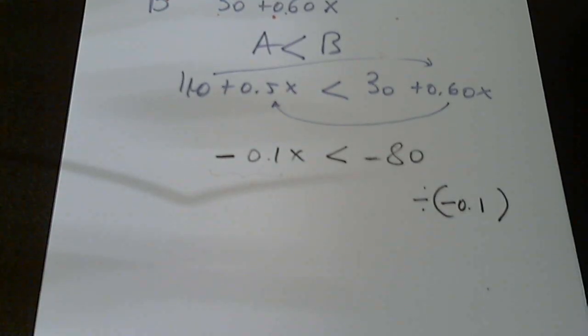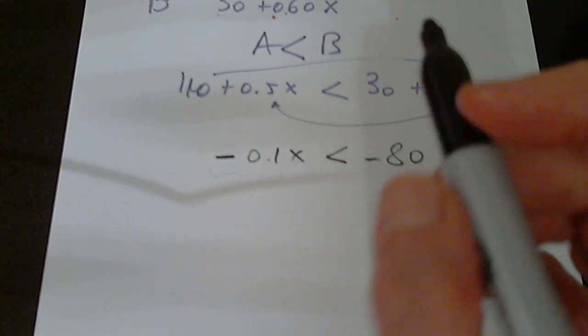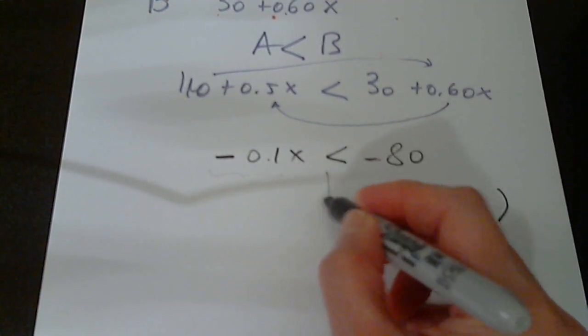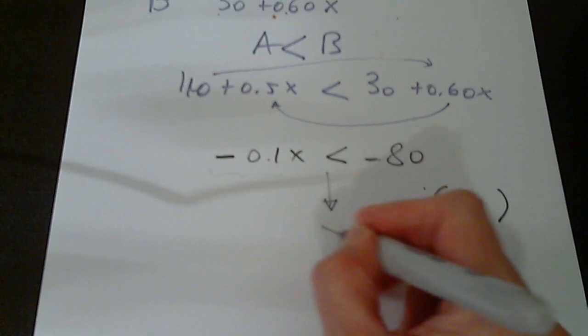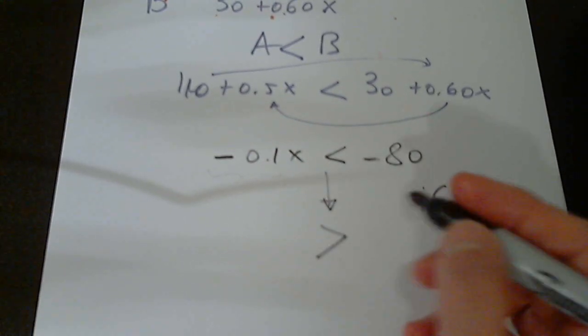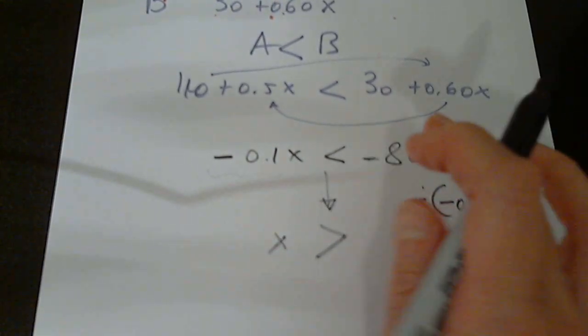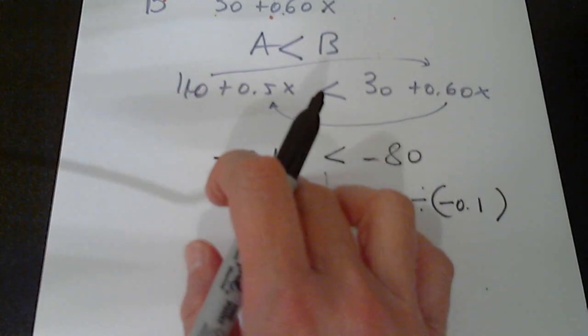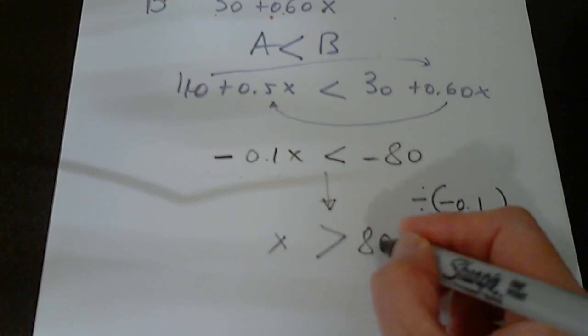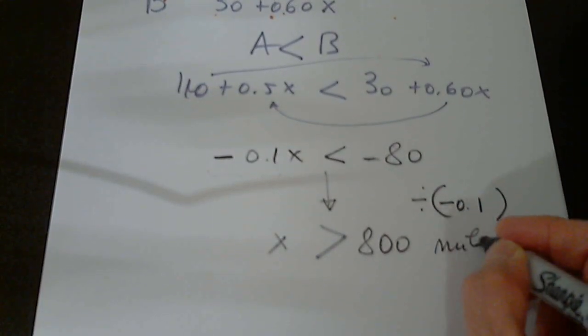By negative 0.1. What do we need to do ever, ever, ever? Forever. Always. You gotta flip the inequality sign. Exactly. So x is negative 80 over negative 0.1. This is 800 miles.